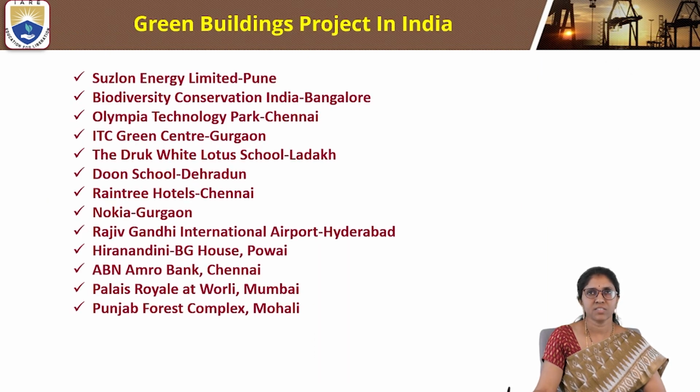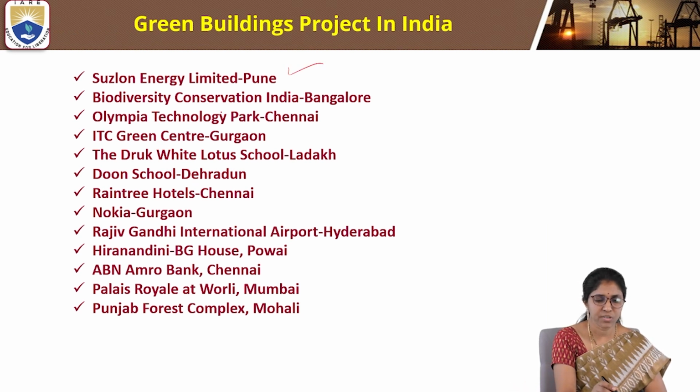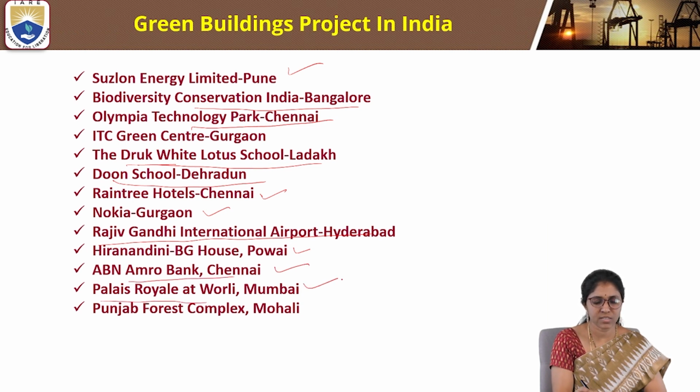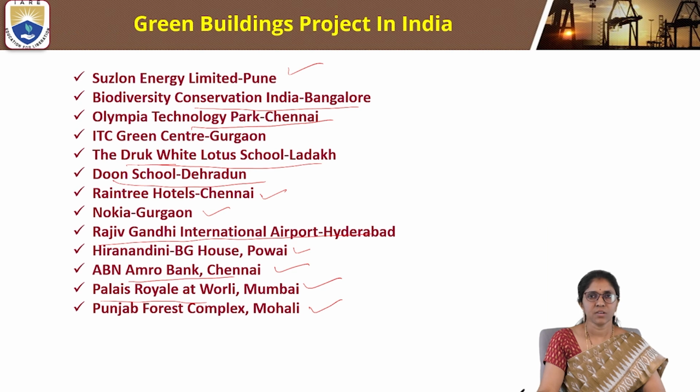Here are some examples of green buildings in India. We have many projects: Suzlon Energy Limited Pune, Biodiversity Conservation India Bangalore, Olympia Technology Park Chennai, ITC Green Center Gurgaon, White Lotus School Ladakh, Doon School Dehradun, Rain Tree Hostels Chennai, Nokia Gurgaon, Rajiv Gandhi International Airport, Hiranandani VG House Powai, ABN Amro Bank Chennai, Palace Royale, and Punjab Forest Complex Mohali. These are all green building projects in India.